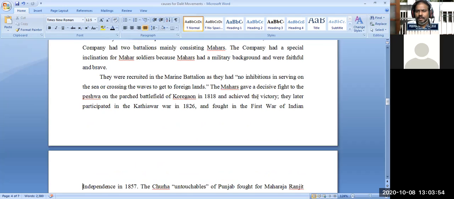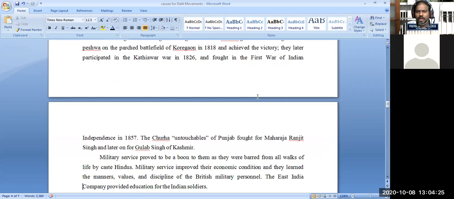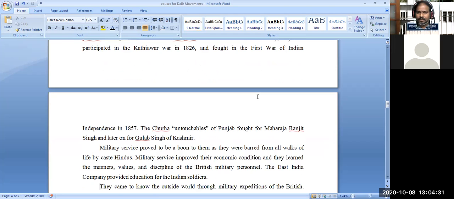They were recruited in the Marine Battalion as they had no inhibition in serving on the sea or crossing the waves to reach foreign lands. Okay, so the Mahars gave a decisive fight to the Peshwa on the parched battlefield of Koregaon in 1818 and achieved victory. They later participated in the Kathiawar War in 1826 and fought in the First War of Indian Independence in 1857. The Chuhras, the untouchables of Punjab, fought for Maharaja Ranjit Singh and later for Gulab Singh of Kashmir.